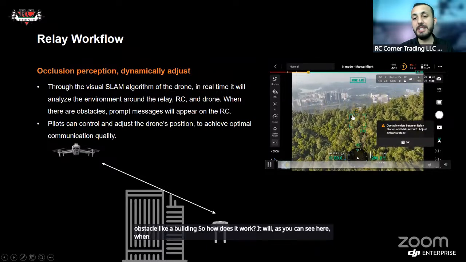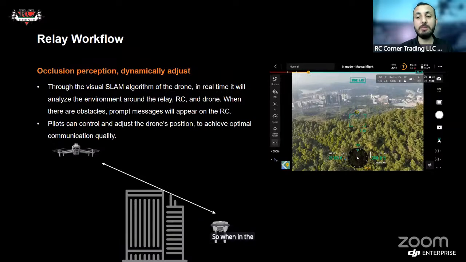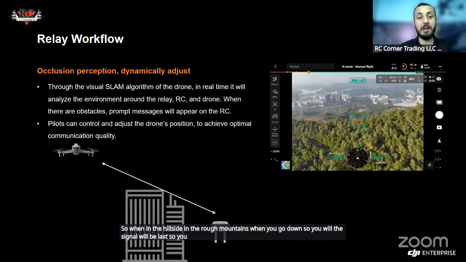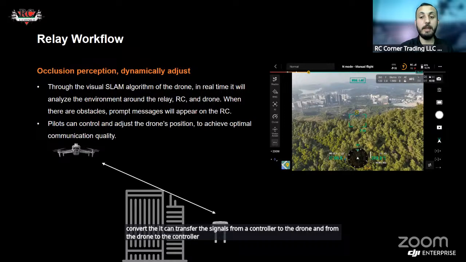when we go down in the terrain, if you are using the drone, you may have seen these issues. When you go down on a hillside, in rough mountains, the signal will be lost. So you need this type of DRTK3. This will help you in a relay mode. You just need to set the relay in a high station so that it can transfer the signals from the controller to the drone, and from the drone to the controller. So it will extend the range and you will have a very smooth transmission throughout your flying time.